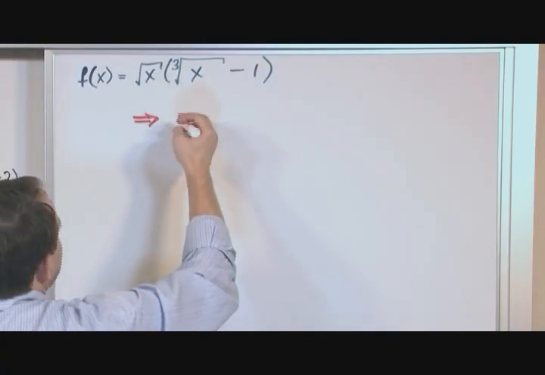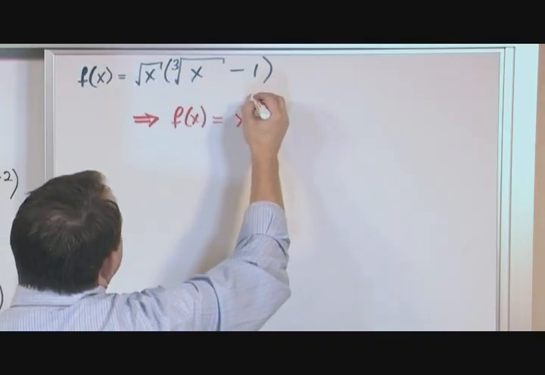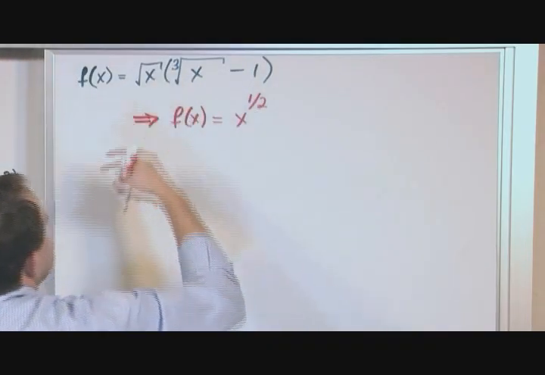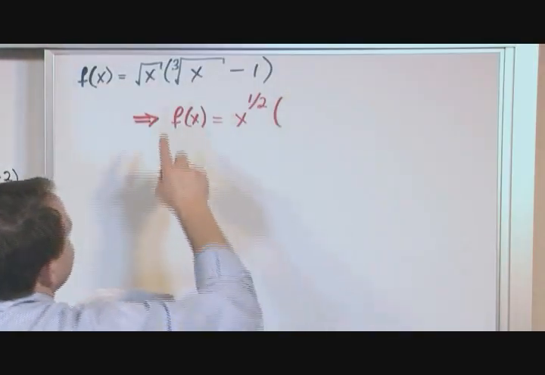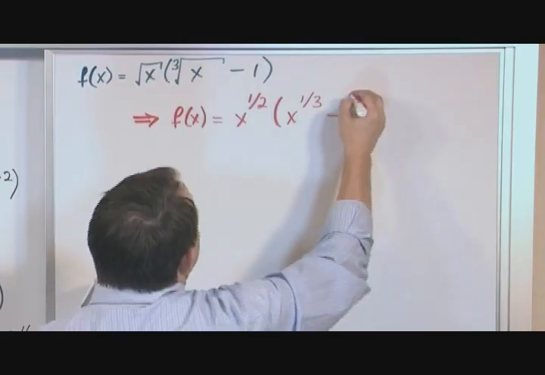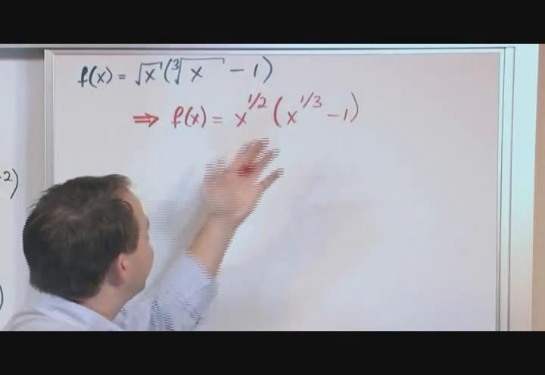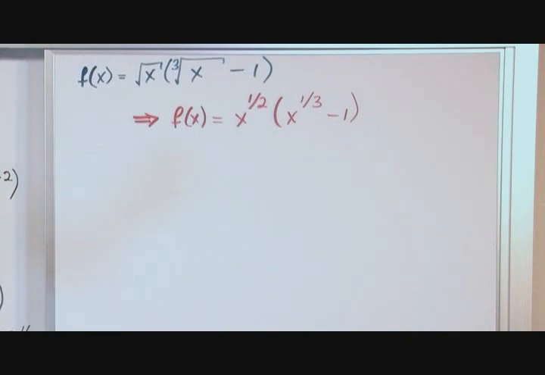Anytime you see a square root like this, always write it as an exponent. So this is x to the 1/2 sitting out in front here. Inside the parentheses is x to the 1/3 power minus 1. So now you have the other fractional exponents, and that's not fun really ever to deal with, but they're at least exponents that you know how to deal with.